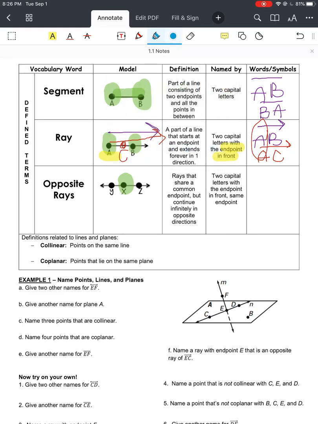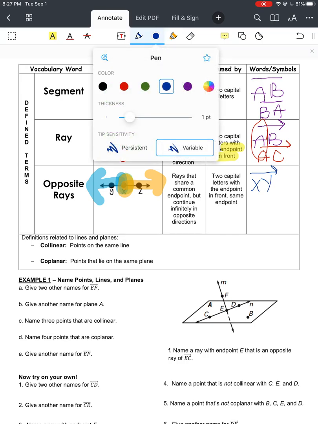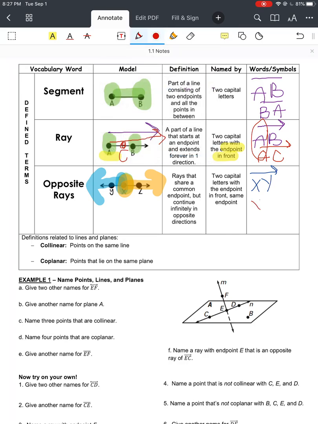One ray starts at X and extends on to the left. So this ray would be named, again, endpoint first, XY. Starts at X, extends off to the left infinitely to Y. The other ray would be named XZ. Starts at X, extends infinitely to the right at Z. So we would name this ray XZ.